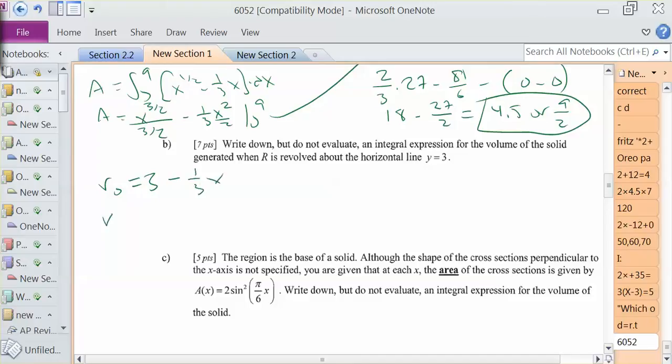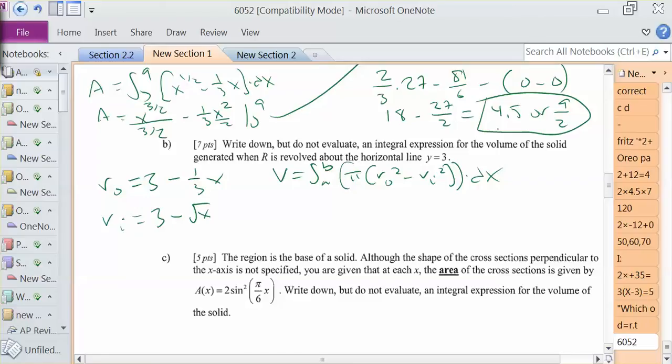My inner radius is 3 minus that top function. So it really depends on the situation that you have. And for volume, we go from A to B, and it's pi times the parentheses R_O squared minus R_I squared times dx. Because we're taking the area of the whole circle minus the area of the little circle, which is going to be a gap.